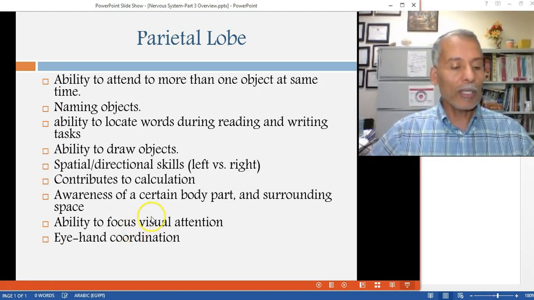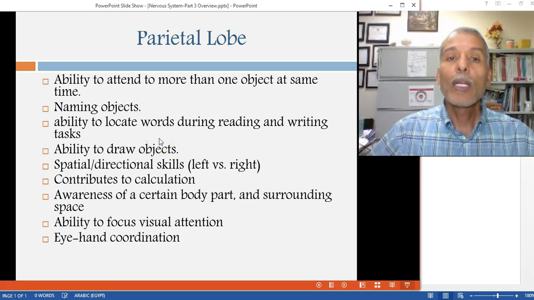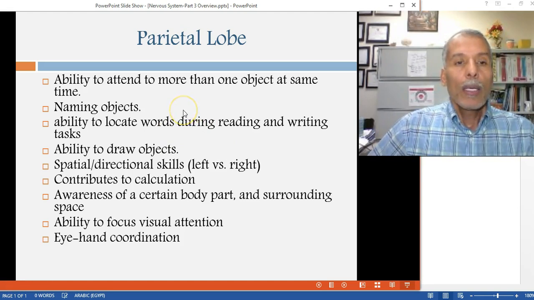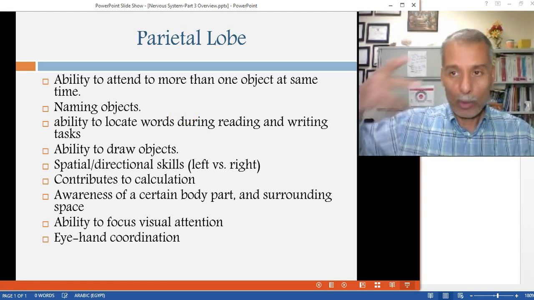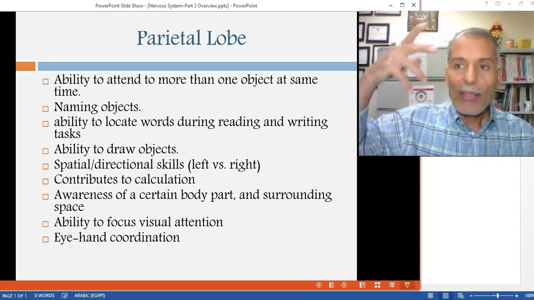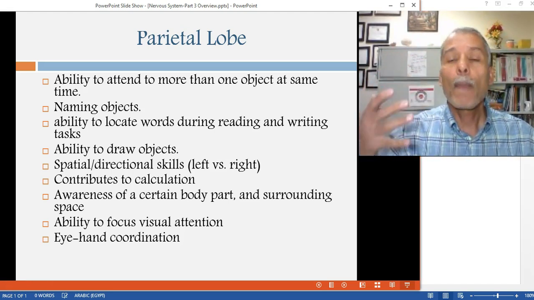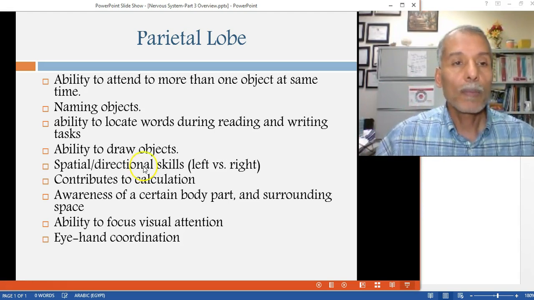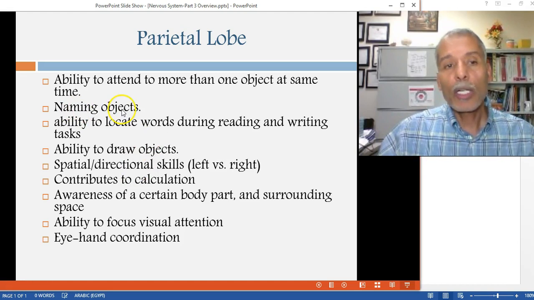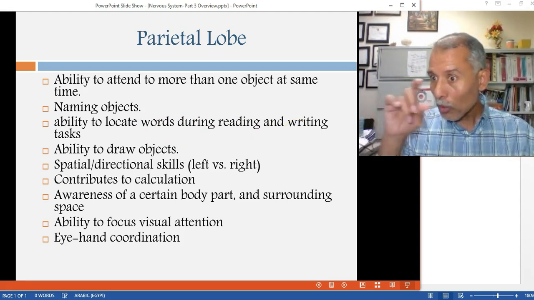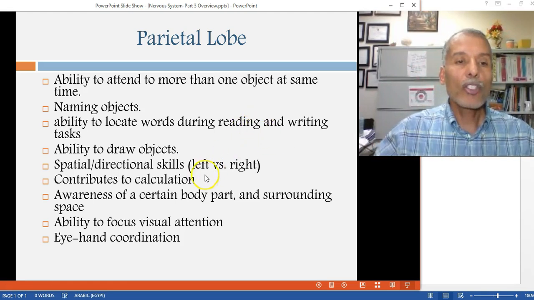It also is critical for the ability to attend to more than one object at the same time. Dual task. There is a pathway between the frontal lobes of the brain and the parietal lobe, and that is critical for information processing, for intelligence. It's very, very important. The ability to name objects, the ability to locate words while you are reading and writing, for example. As you are reading around, you search for particular words. That is parietal lobe function.